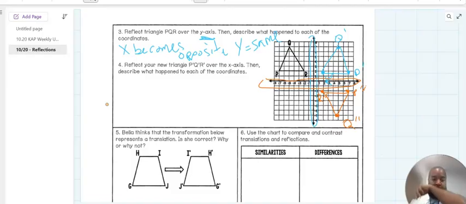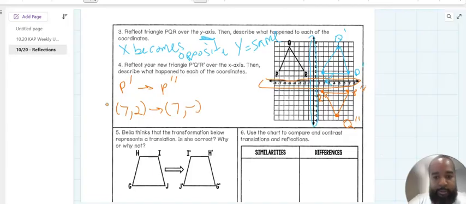So now each of those ordered pairs, once again, let's say if I went from P prime, just to use an example, P prime to P double prime, I have P prime being 7 comma 2, and then to go to P double prime, it's 7 comma negative 2. So once again, when I reflect over the x-axis, the x stayed the same and the y became opposite. So in this case, x equals the same, and this time y became opposite.